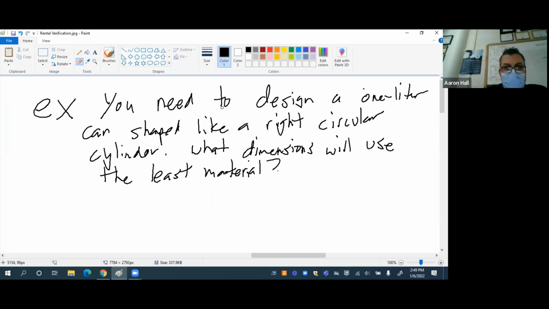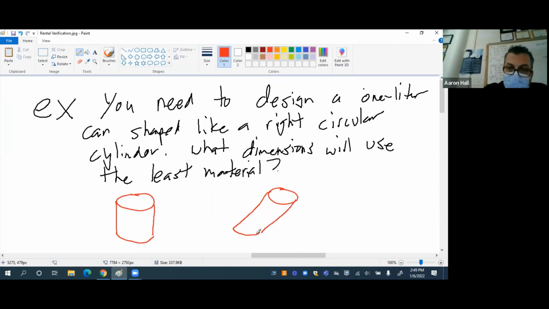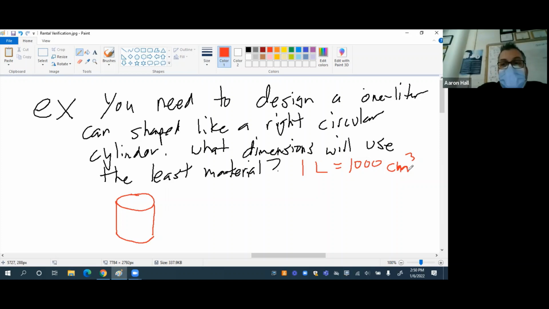When I say a right circular cylinder, I mean one that is not oblique. Now, there's something I should mention, that one of our conversions, 1 liter equals 1,000 centimeters cubed. Okay, where do I start?